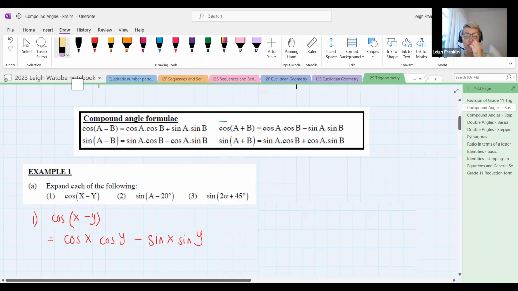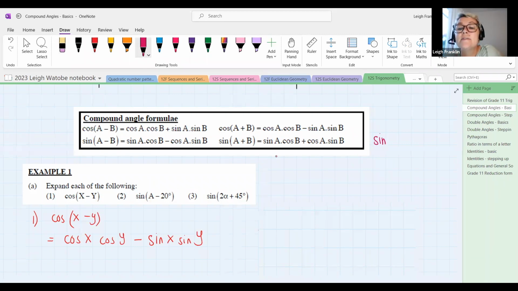What I always teach my matrics to help them remember the difference between the cos and the sine is this: sine keeps its sign. Okay, so sine keeps its sign. So in other words, if you had a minus over here, you've got a minus over there. If you had a plus over here, you had a plus over there. Please note that with the cosine compound angles, it's the other way around. Okay, so just be careful of that when you are working with these.